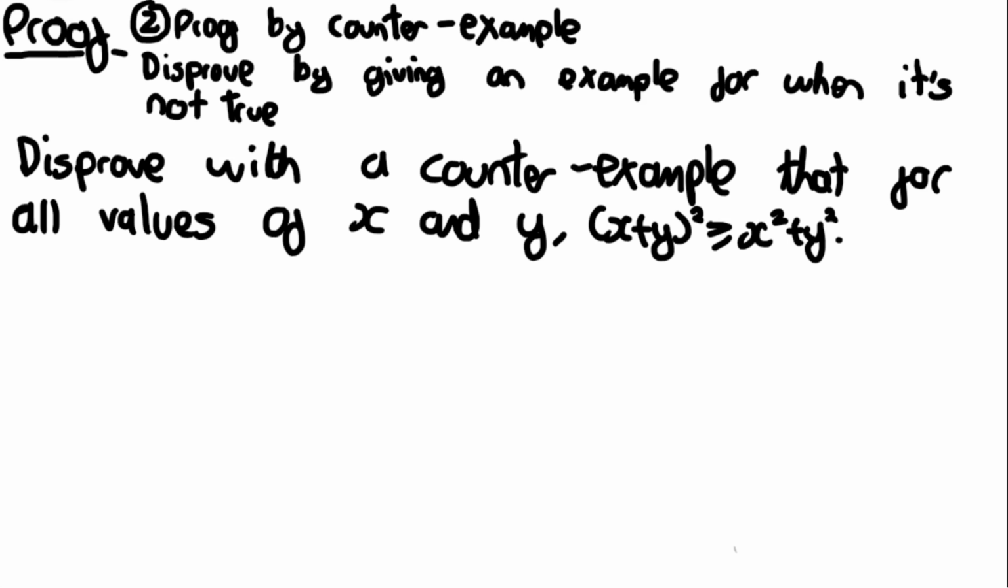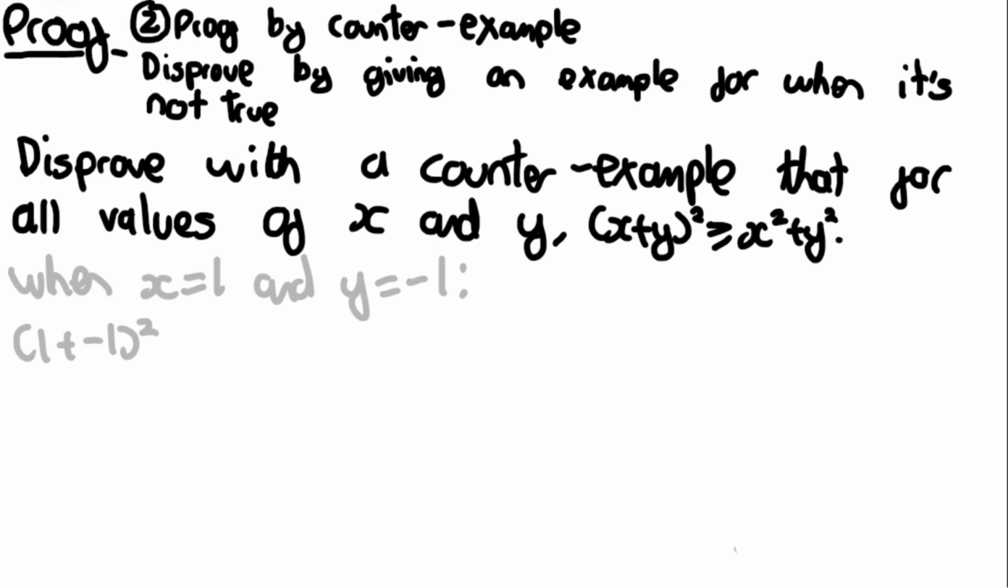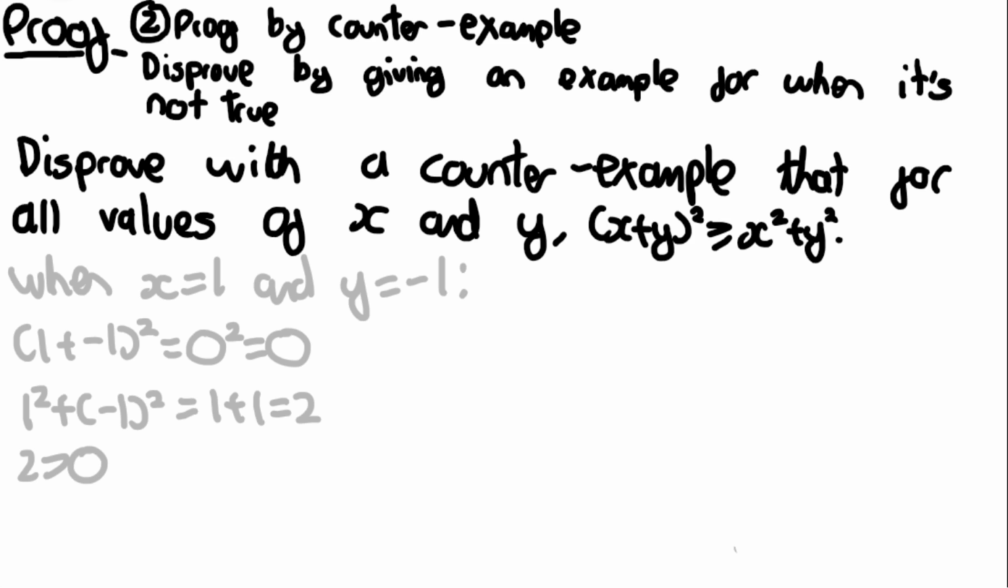So the way you would write this proof is, when x is equal to 1 and y is equal to -1, for this inequality, this part over here is going to be 1 plus -1 squared, which is equal to 0 squared, which is just equal to 0. And then on this side over here, it's going to be 1 squared plus -1 squared, which is equal to 1 plus 1, which is equal to 2. And 2 is bigger than 0, so therefore you've disproved that this is the case.